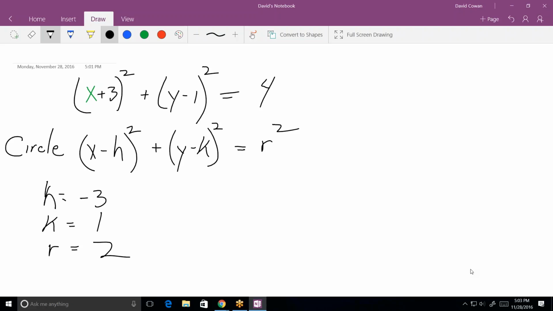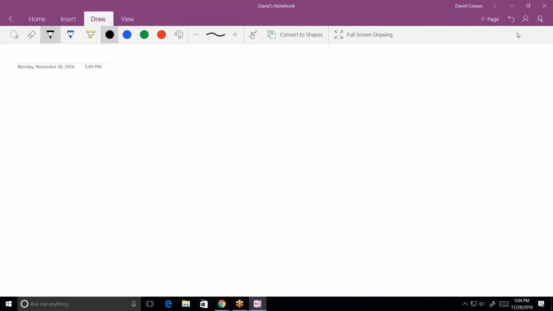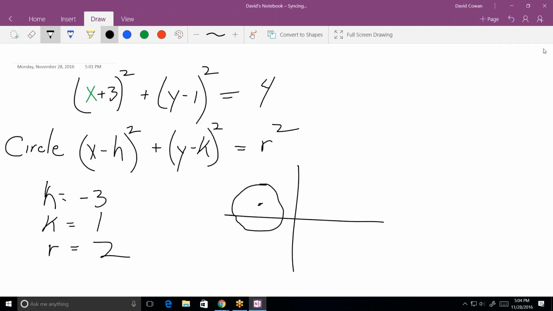Because negative 3 is the x-coordinate and 1 is the y-coordinate? Yes, of the center. In other words, if I wanted to graph that, there's the center right there. The radius is about 2, so it would look like that. But this general formula is always what you want to deal with, whether you're dealing with ellipses, hyperbolas, parabolas, or circles. You always want to start with the general formula.